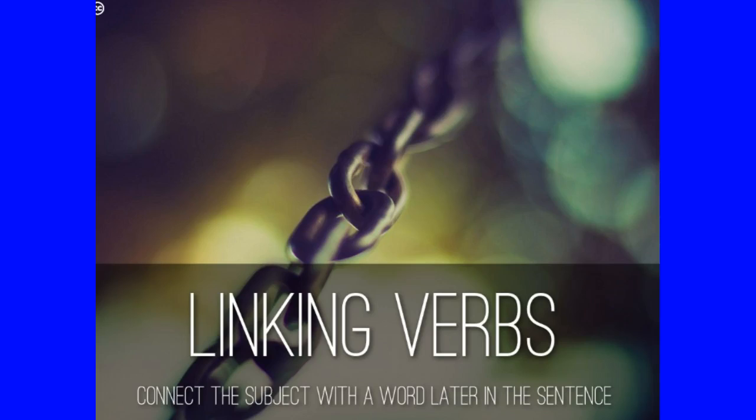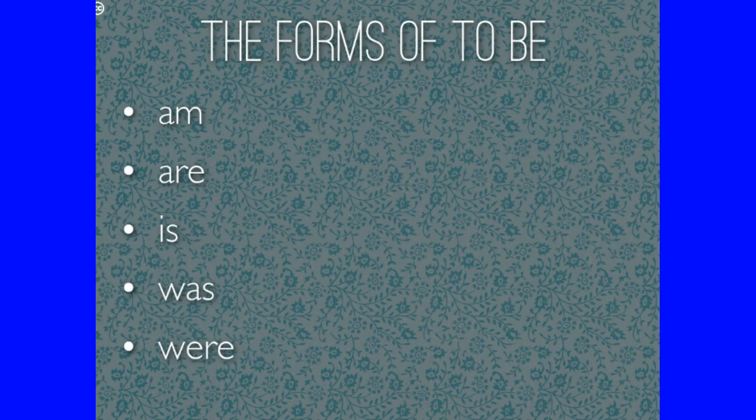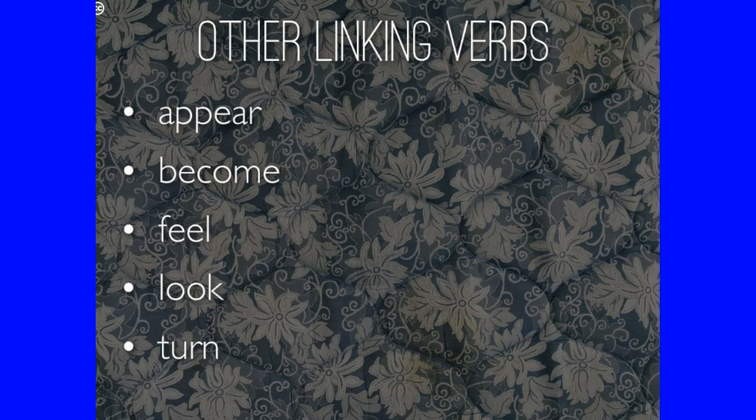Linking verbs do not show action. Instead, they link two or more words in the sentence. The forms of to be are the most common linking verbs. There is a brief list on the screen, and there are more listed on your worksheet. Other linking verbs are appear, become, feel, look, and turn. There are more of these linking verbs listed on your worksheet as well.